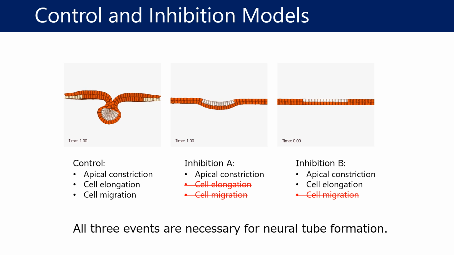In the case of inhibition of cell migration, the bending of the tissue was enlarged compared with the previous case, but the neural tube closure was not accomplished. Therefore, all three events, apical constriction, cell elongation, and cell migration, are necessary for successful neural tube formation.